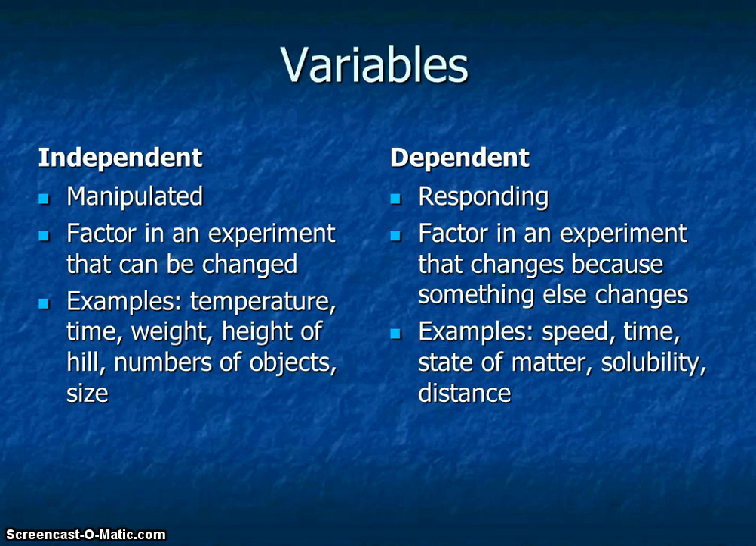Examples of dependent variables could be speed. If you change the height of a hill and roll a ball down it, it's going to be faster if it's a really high or tall hill. Now notice that time could potentially be an independent variable, or it could be a dependent variable. So you can't just say that temperature is always going to be an independent variable. Sometimes it's a dependent variable.